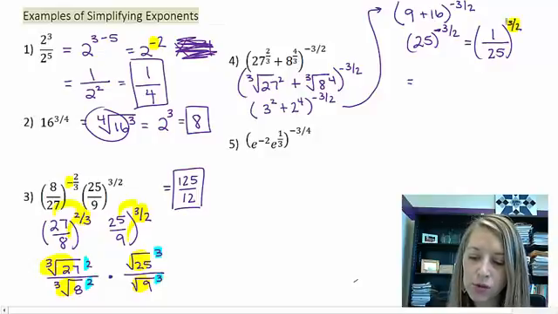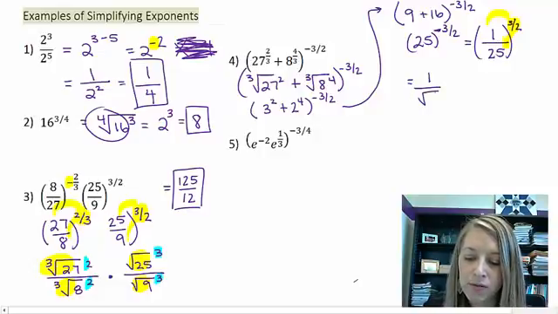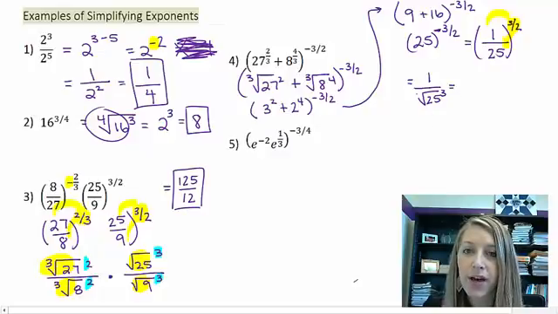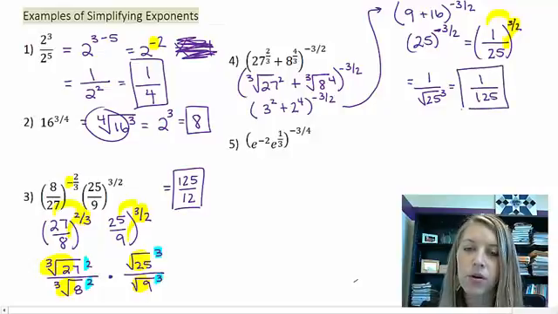Now I can distribute this root through. It doesn't matter if I distribute it on the top though, because 1 to any power is just 1 itself. And in the bottom, if I rewrite it, that's the square root of 25 to the third. Well, I know the square root of 25 is 5, and then 5 to the third power is 125. So the answer to number 4 is 1 over 125.